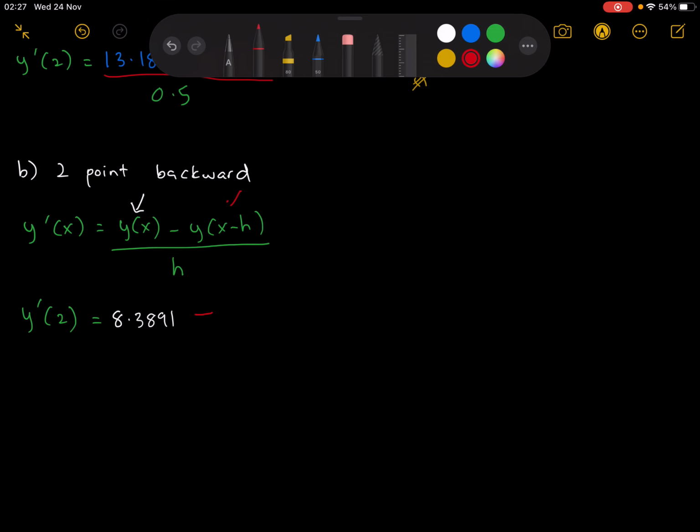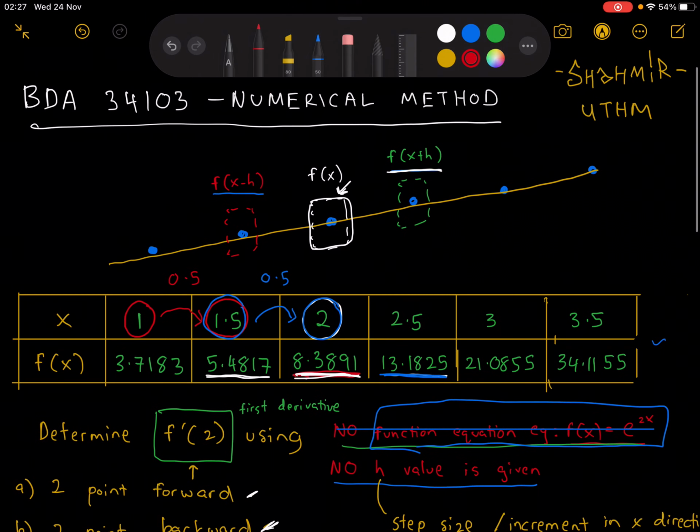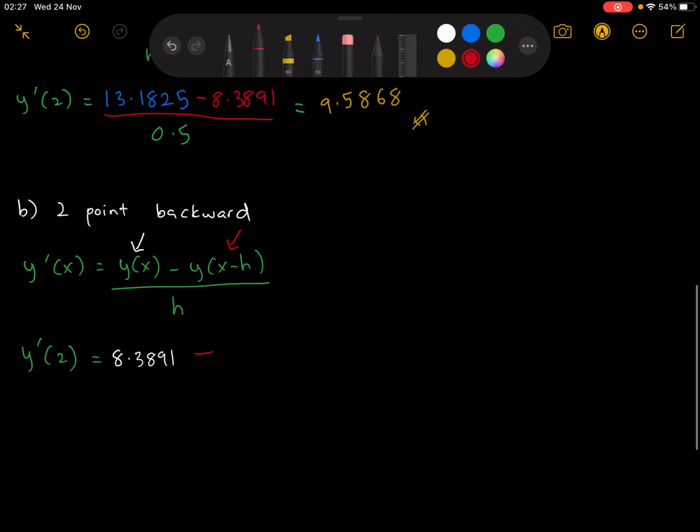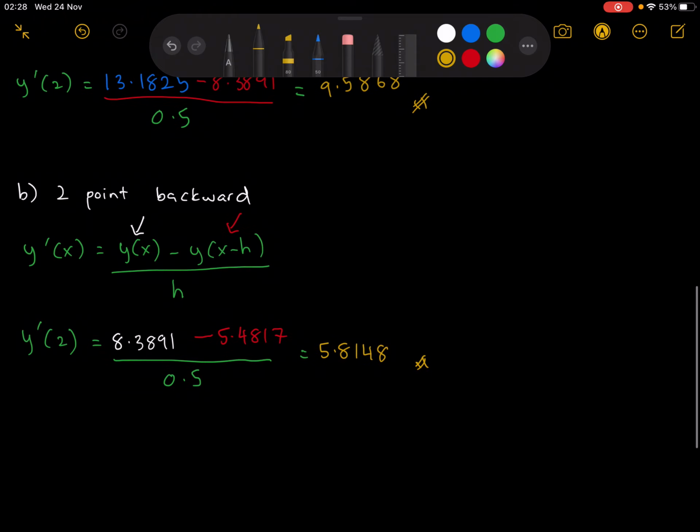Minus y(x-h). So this is our y(x-h) area. This is the value of y(x-h), which is the point before our point of interest, over 0.5. If we use our calculator straight away, we get the value of 5.8148. Alright, that is if we want to solve using 2-point backward.